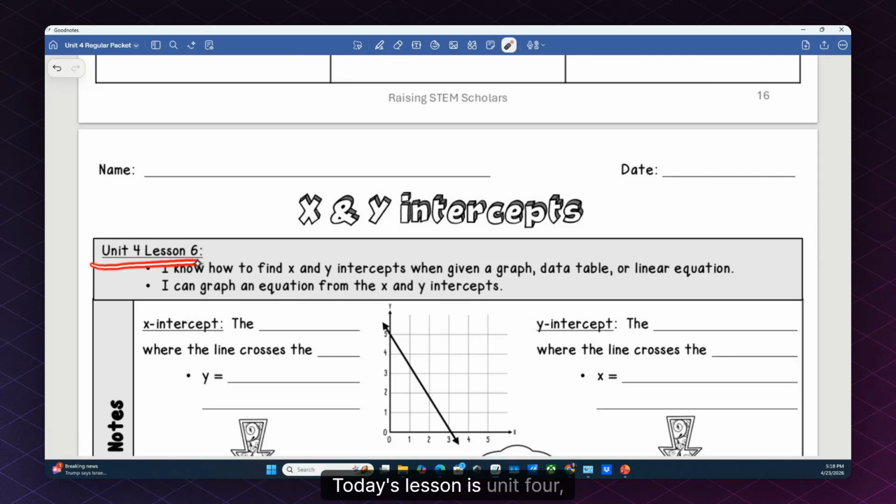Today's lesson is Unit 4, Lesson 6. We're going to be looking at x and y intercepts. We can find x and y intercepts in three different formats. We can be given a graph, a data table, or a linear equation, and we should be able to find the x and y intercepts in all those cases. Then, if we know those intercepts, we can actually graph the equation using the x and y intercepts. So there are two parts to today's lesson.